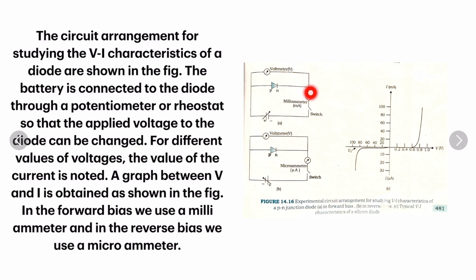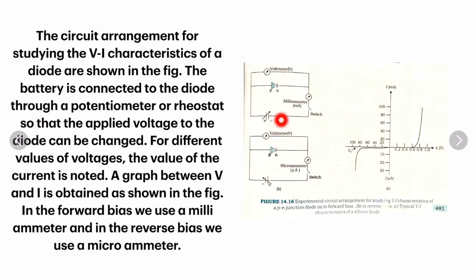Now, the circuit arrangement for studying the VI characteristics of a diode is shown in the figure. The battery is connected to the diode through a potentiometer or rheostat so that the applied voltage to the diode can be changed. Here you can see a variable symbol. This is the symbol, one arrow across the battery shows it is a battery with variable voltage. So to vary the voltage you can connect a rheostat or you can connect through a potentiometer.